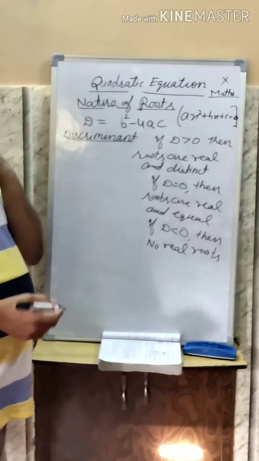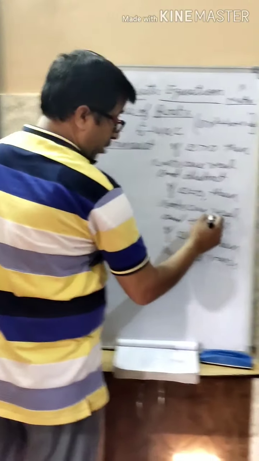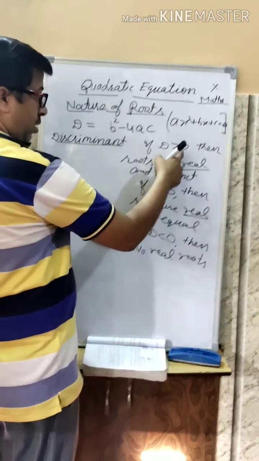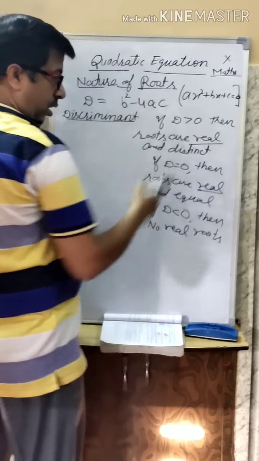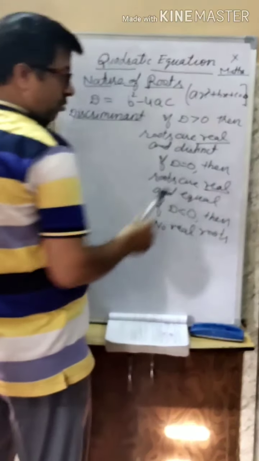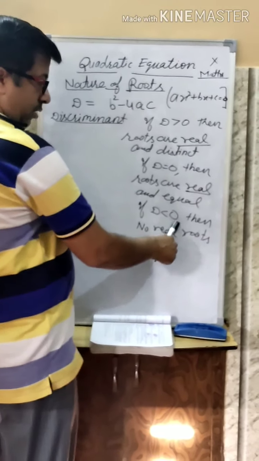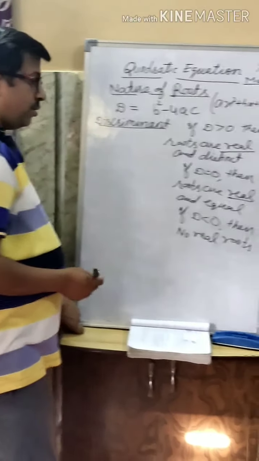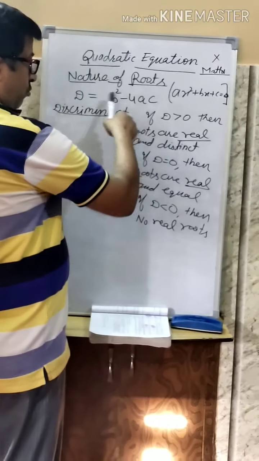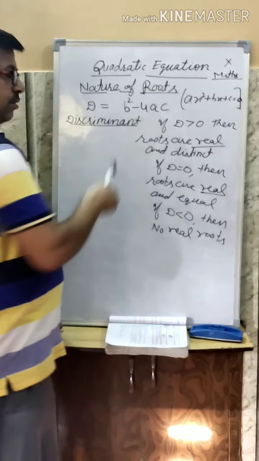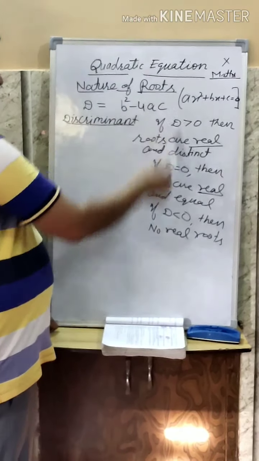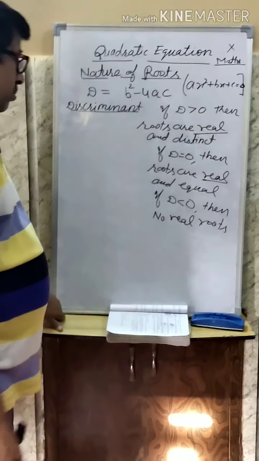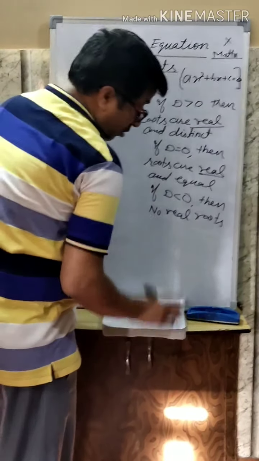So in how many cases are roots real? If D is greater than 0, roots are real. If D equal to 0, roots are real. If D is less than 0, then roots are not real, no real roots. Understand? So without solving, you find out this D, the discriminant. With the help of the discriminant, you can say whether the roots will be equal, distinct, or not real. So we are starting the first question.